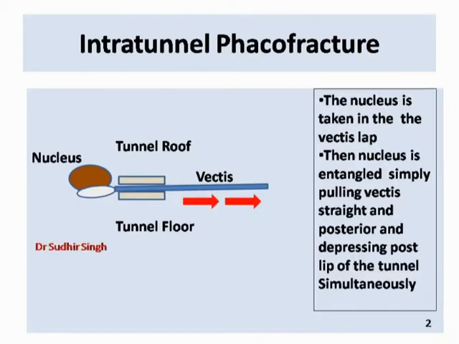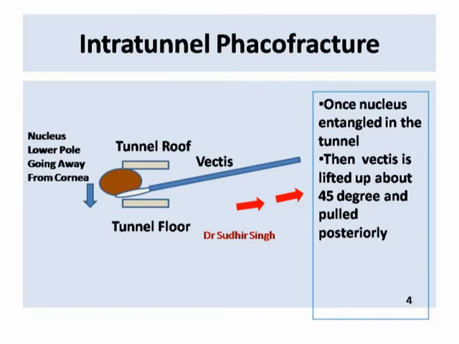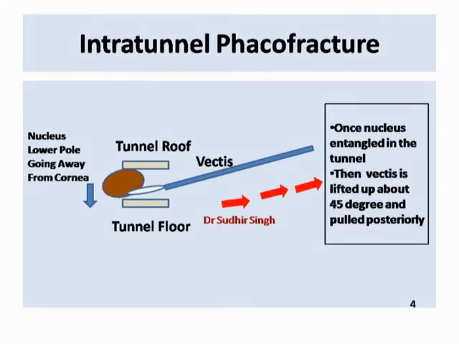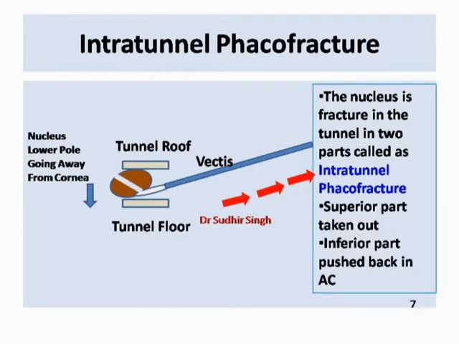The nucleus is entangled by simply pulling the vectis straight and posterior and depressing the posterior lip of the tunnel simultaneously. Now the vectis handle is lifted about 45 degrees away from the limbus and then pulled out. This causes the breaking of the nucleus inside the tunnel. The broken posterior part of the nucleus is taken out and the remaining anterior part is pushed back into the anterior chamber. The longitudinal axis of the remaining nucleus is made parallel to the tunnel and taken out by the vectis.